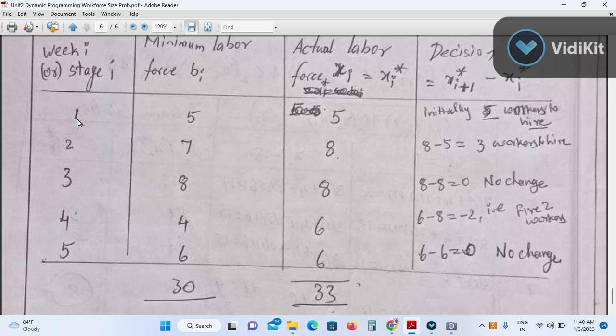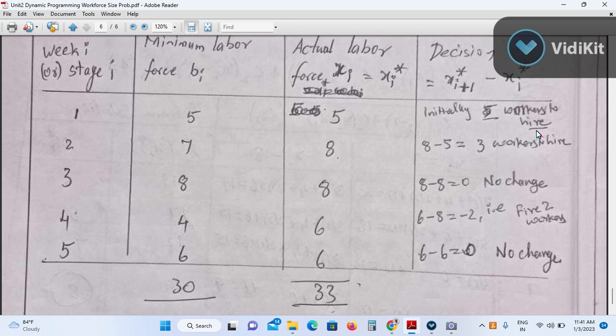In the initial week, that is week 1, we have 5 laborers. So that is fixed, 5 laborers in the week. Therefore, initially I have 5 workers. Minimum labor required is 5. Therefore, I am hiring 5 laborers. That is the meaning. So initially, 5 workers to be hired.